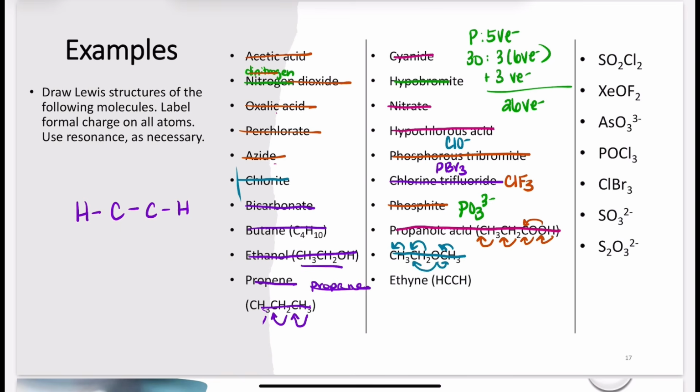Hydrogen can only have 1 bond. Each carbon needs 4 bonds. It only has 2, 3, and 4. Putting a triple bond in the center will make that work.